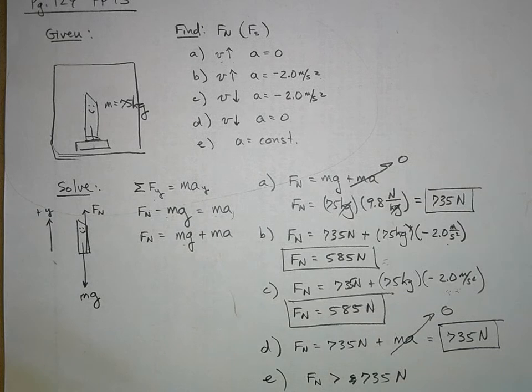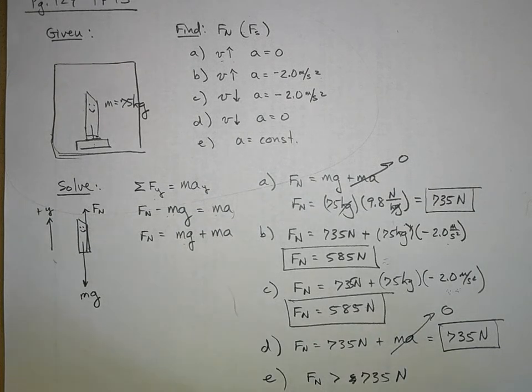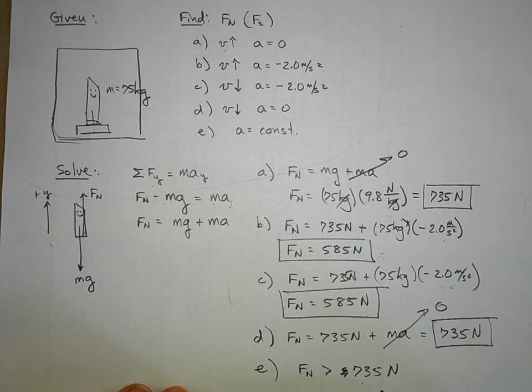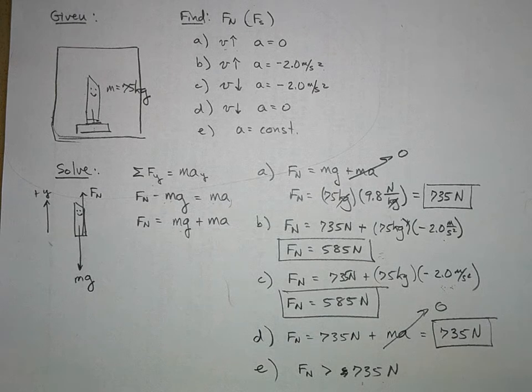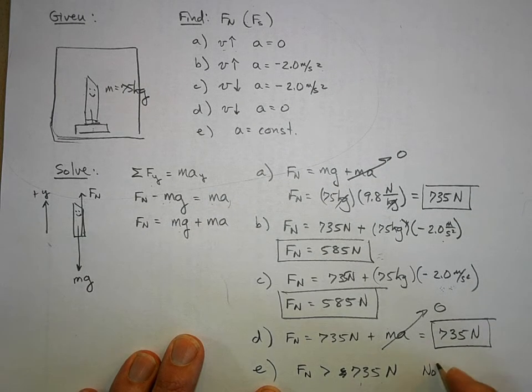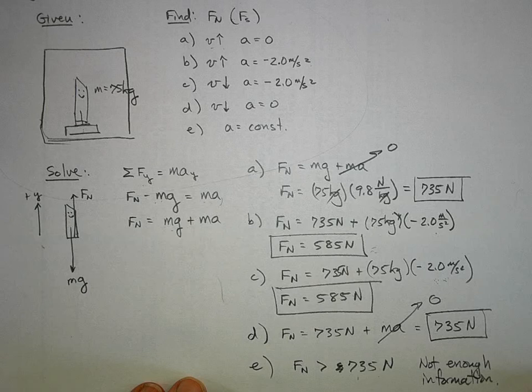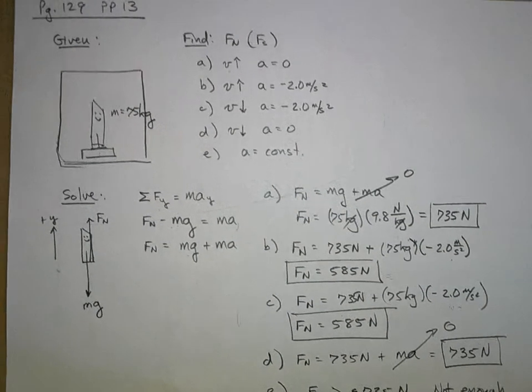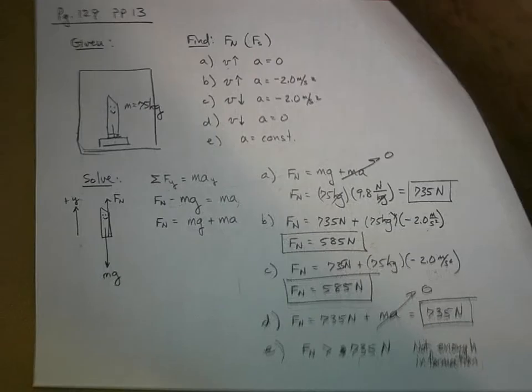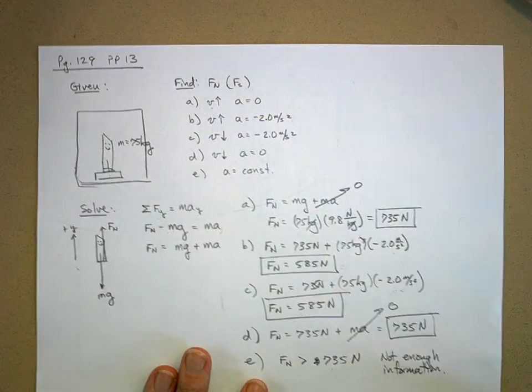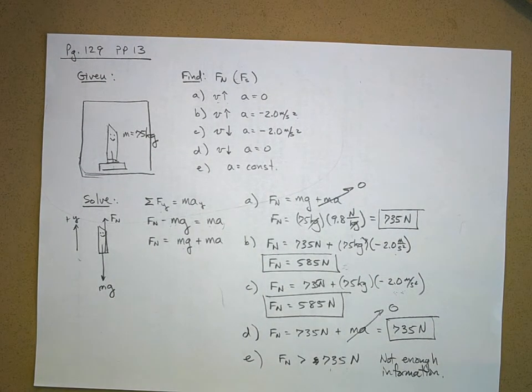Remember when you're going down and the elevator comes to a stop, you feel a little bit heavier? So you're going to feel a little bit heavier than your weight, which in this case is 735 newtons, but you don't know how much heavier. It's not enough information. And that is the end of that long, tedious problem. Let's stop a little bit so you can see the whole thing. Okay? Any questions?